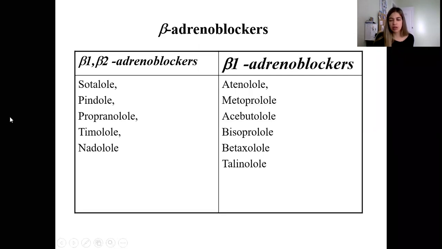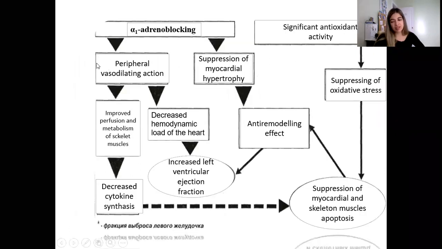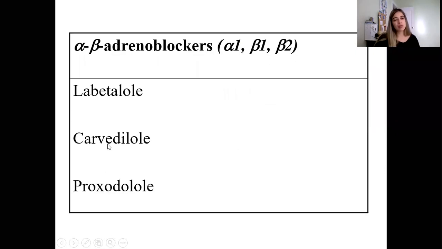Also, we have some drugs which are paradoxically both alpha and beta adrenoblockers, which are labetalol, carvedilol, proxodolol. Here you should make a difference, not confusing them with just beta blockers, because they also end with -lol. But so that you are not too stressed with that, there are only three names here, so it is possible to remember them.